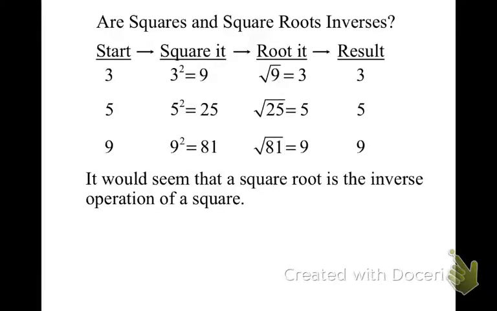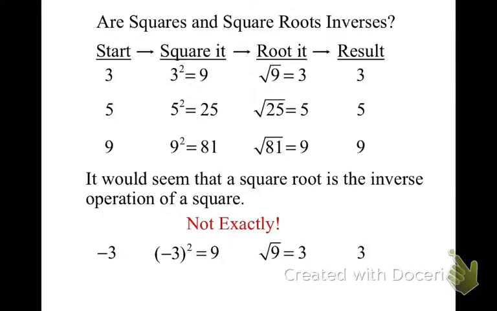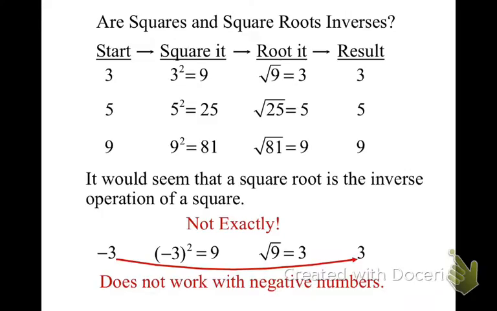But what happens if I do that with a negative number? Okay, negative 3, if I square it, I get 9. Then when I take the root of it, do I get negative 3? So they are not inverses, not exactly. There is no square root of a negative that we can get a rational root or a real root.